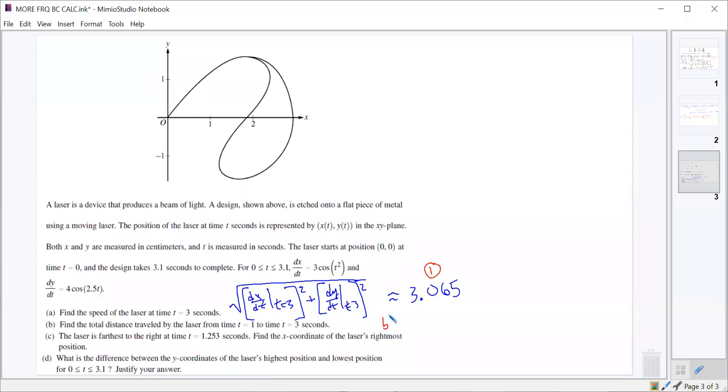Part B, we want the total distance traveled. So that's the integral of the speed. So that will just be the integral, and it's from t equals 1 to t equals 3. So the integral of the square root of dx dt squared plus dy dt squared dt. And your calculator, once again, will tell you that's 7.090.